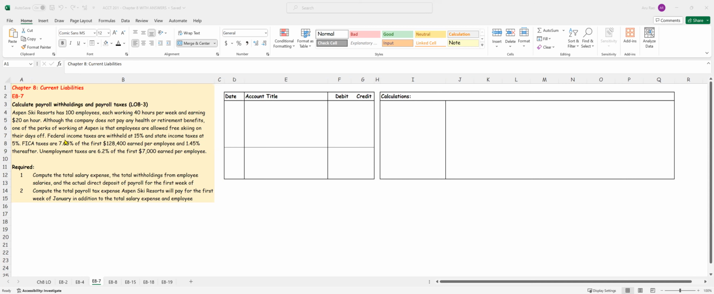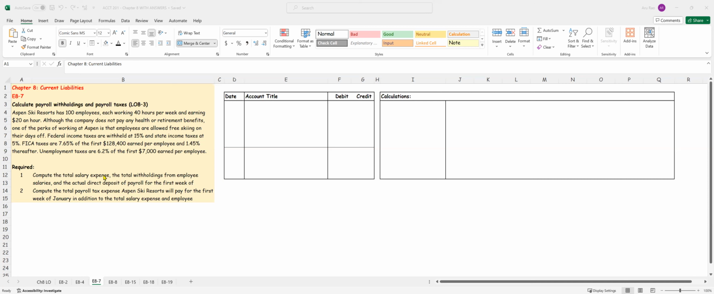Federal income tax is withheld at the rate of 15% and state tax is withheld at 5%. FICA taxes are 7.65% on the first $128,400,000. That number has gone up in the year 2023, earned per employee, and 1.45% thereafter. That part is still the same. Unemployment rate is 6.2% on the first $7,000 earned per employee.